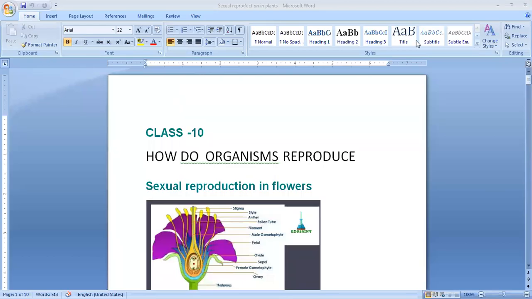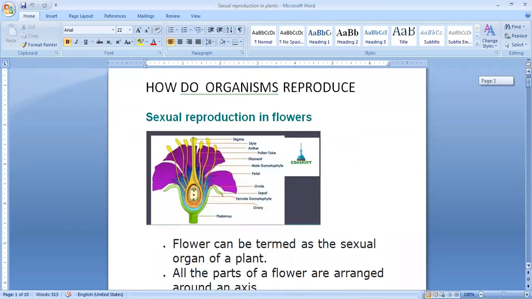Hello everyone. Our today's topic is class 10 chapter How do organisms reproduce? As we all are aware, in the syllabus 2020-21 a chapter, control and coordination, is eliminated. So we have to start a new chapter, that is how do organisms reproduce.